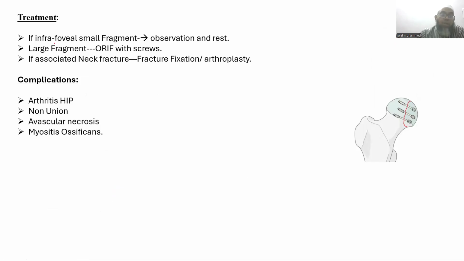What is the treatment? If it is intrafoveal, a very small fracture like this involving only this area, we can go for observation and rest. But for a large fragment, we can go for open reduction and internal fixation with a screw as shown in this diagram. Or if there is an associated neck of the femur fracture, we need to think of either fixation or replacement of the head of the femur. The complications of head of the femur fracture are a high risk of developing hip arthritis, non-union, avascular necrosis, and the patient may sometimes land up in myositis ossificans.